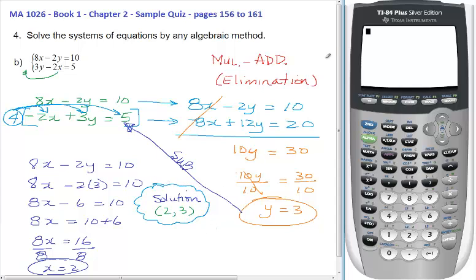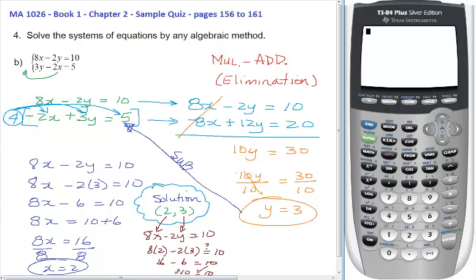Now how can I be sure? Check it. How do you check it? You substitute it back into the original equation. So here's 8x minus 2y equals 10. I'm going to put 2 in here, put 3 in here, and see if I get equal sides. 8 times 2 minus 2 times 3. Does that equal 10? 2 8s are 16, 2 3s are 6. Indeed it does. 10 equals 10.